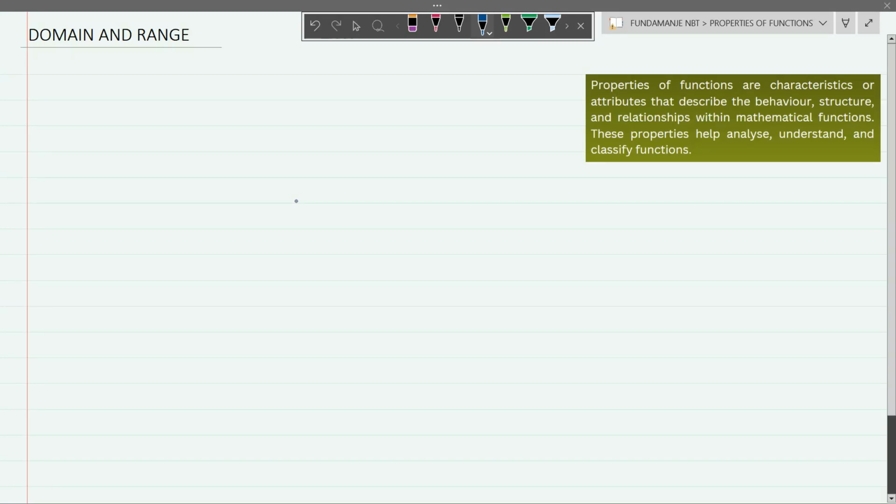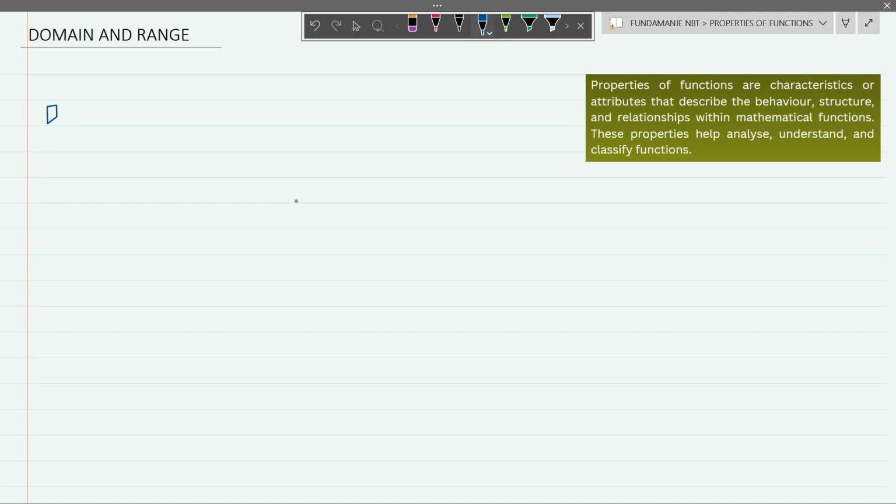Hi, in this lesson we want to talk about the domain and range. Now the domain and range make up some of the properties of functions. Properties of functions are characteristics or attributes that describe the behavior, structure, and relationship within mathematical functions. These properties help us to analyze, understand, and classify functions.